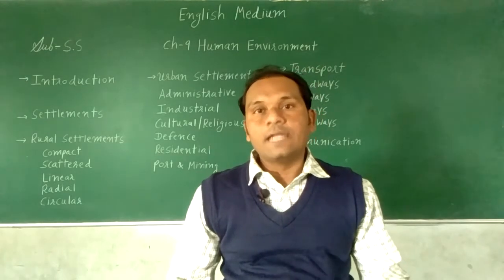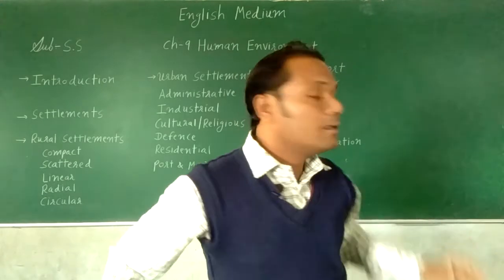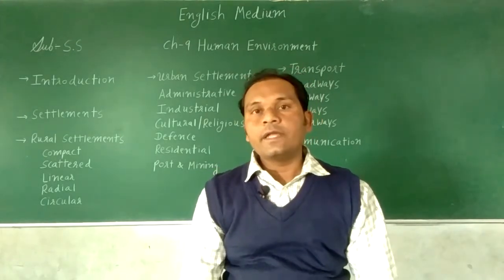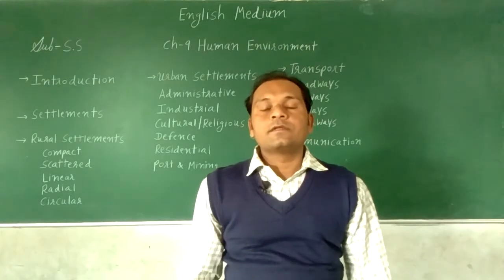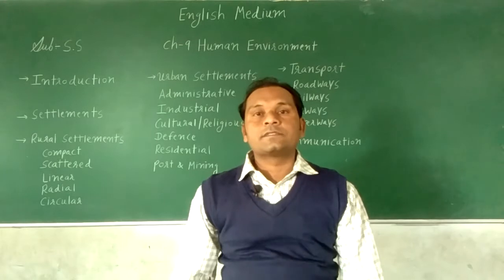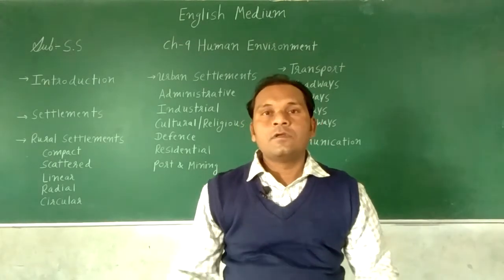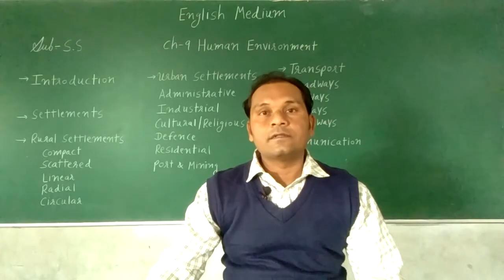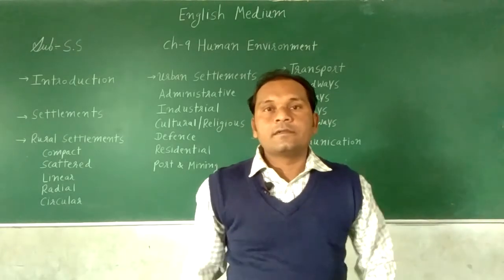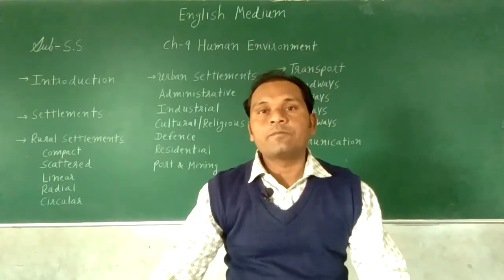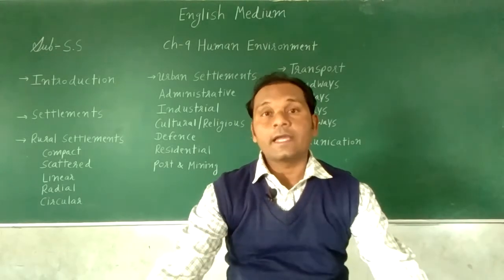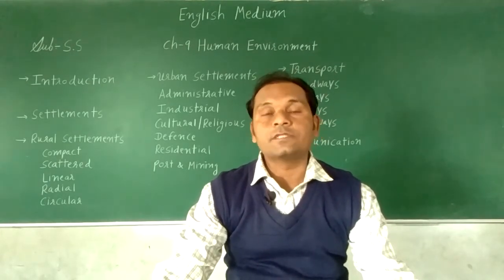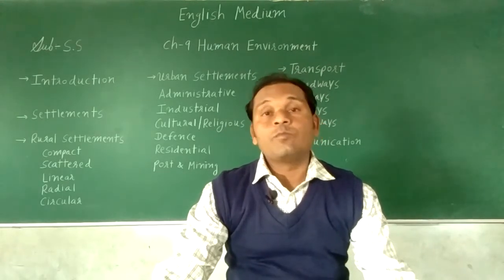Welcome to our SS lecture, chapter 9, Human Environment. In this chapter, we have already seen about the human environment. You know well that human beings settled at one place. In earlier times, human beings were moving from one place to another in search of food, water, and shelter. But after some time, they settled at one place and learned to grow crops, practice agriculture, and domesticate animals. They settled nearby water bodies, valleys, or mountains.